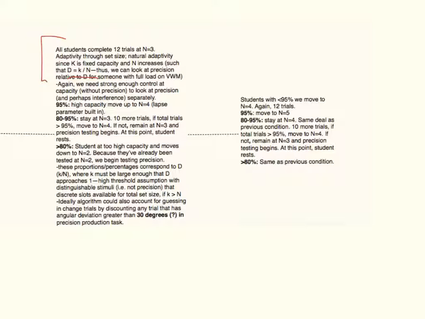If they answer with 80 to 95%, they stay at set size 3. They have 10 more trials. And then if the total amount of trials is 95% or above, if they can bring that number up, or actually maybe that seems very hard to do. So let's discuss that. But if they bring the number up enough, then they can move up to set size 4. If not, they would remain at set size 3, and we'd begin testing on precision. And the student would rest before we start doing that.